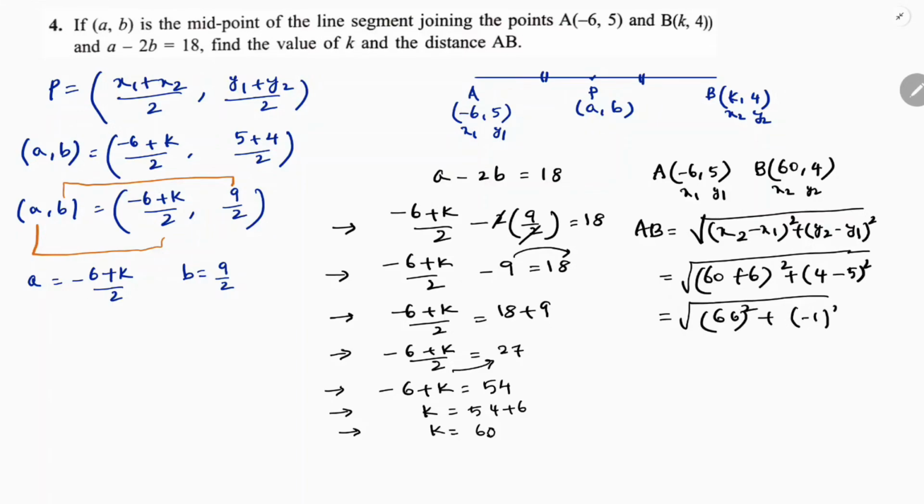66 square plus (minus 1) square. 66 square, you get 66 times 66, 4356, plus 4356 plus (minus 1) whole square, which is 1. So 4356 plus 1 will be 4357. So the distance is root 4357 and the value of k is 60.